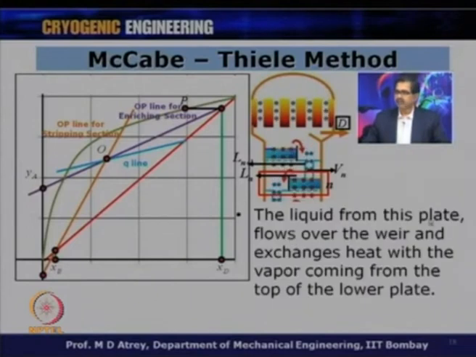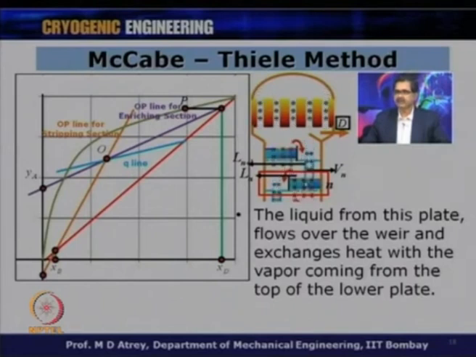So, the liquid from this plate, this plate means the topmost plate, flows over the weir. Whenever the liquid column goes above this weir, this liquid will fall on the plate which is below it. It goes over the weir and exchanges heat with the vapor coming from the top of the lower plate. So, now my attention has come to this lower plate, for which this becomes xn plus 1.